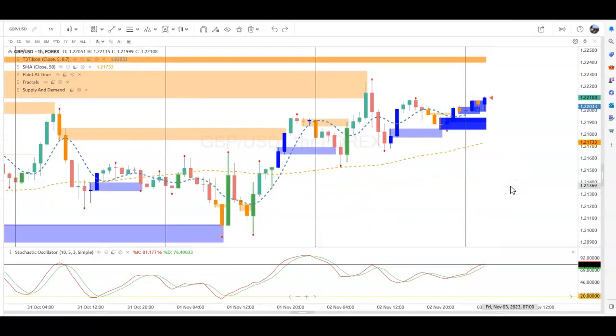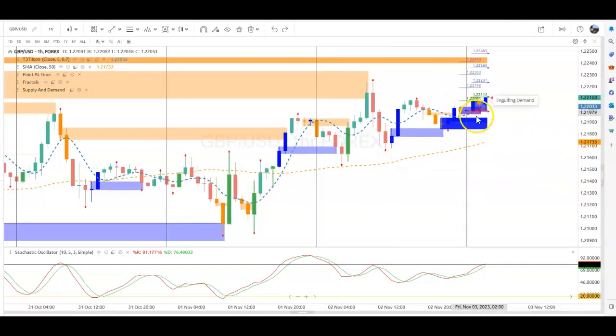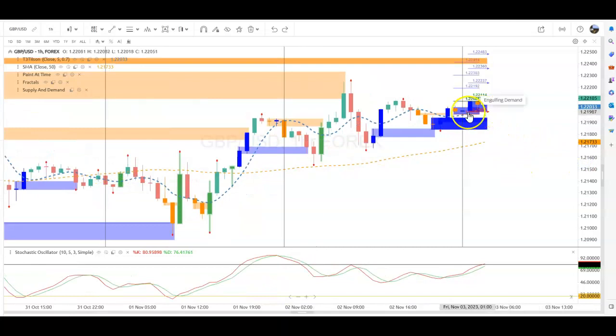Okay, let's look at some other pairs. This is the pound dollar. The pound dollar has been in an uptrend for the past 3 days, and these supply and demand zones really guide us and help us to enter trades. So we're still in an uptrend, and I would definitely start looking for buying opportunities.